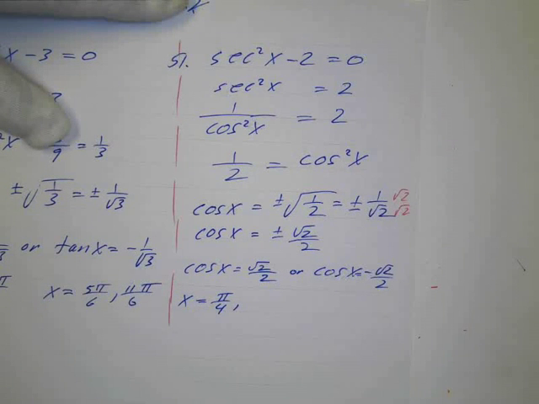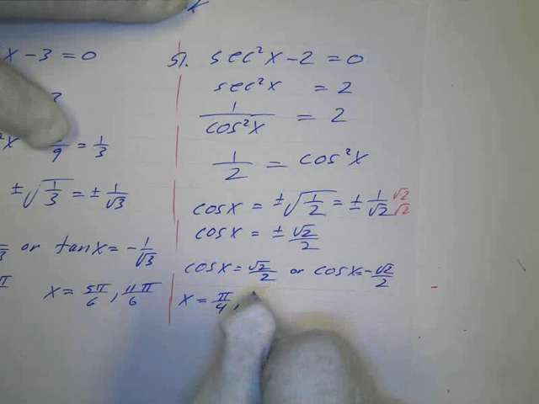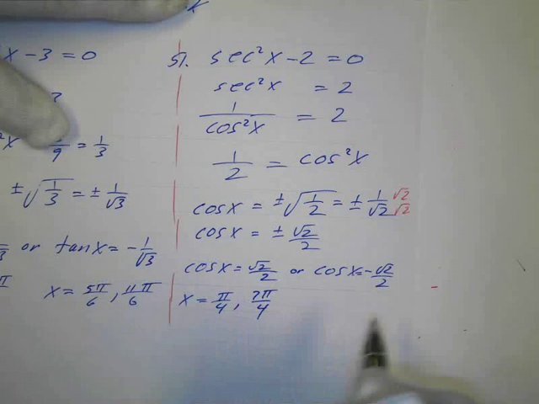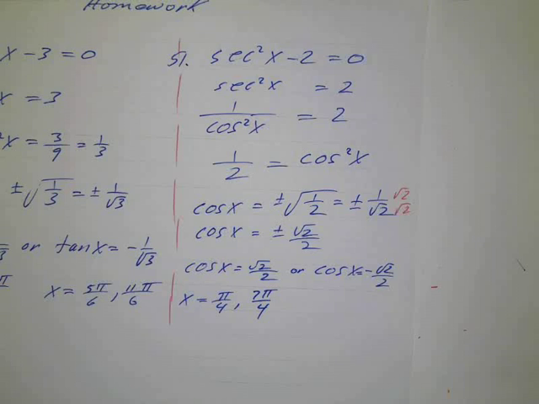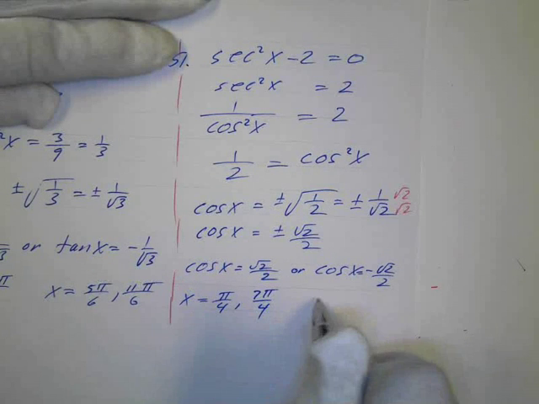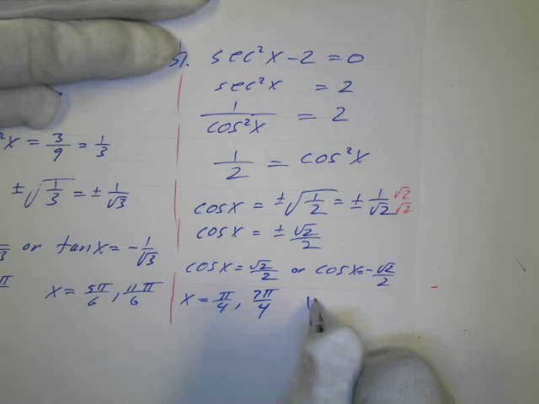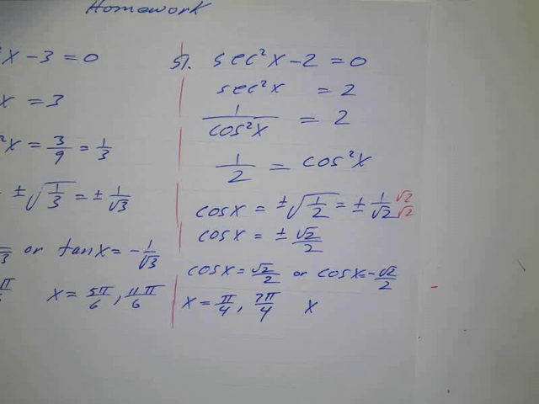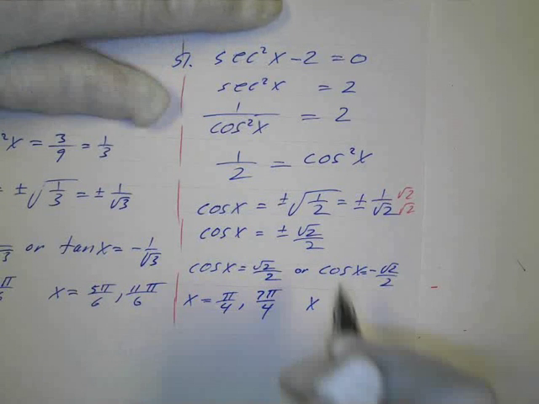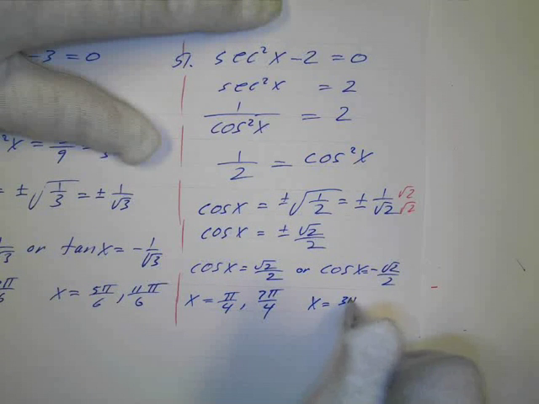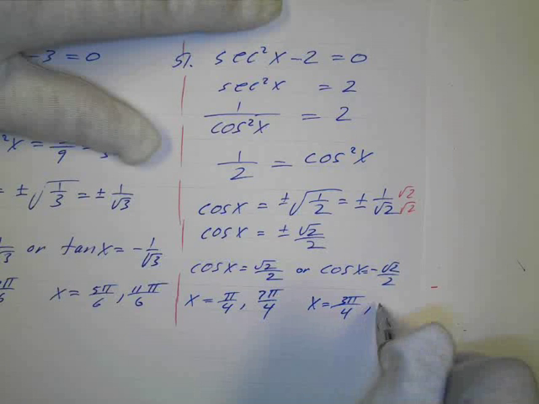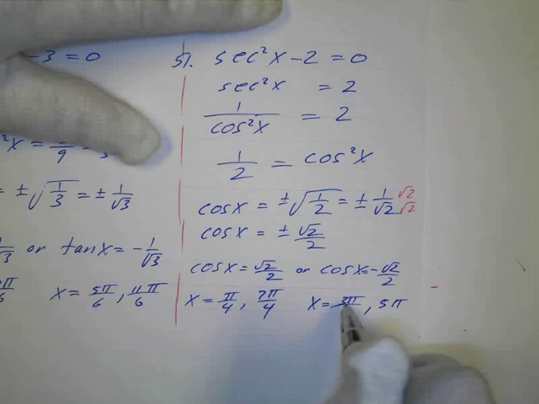But it's also positive in the fourth quadrant. So that's going to be 7 pi over 4. Okay, remember your quadrants. Remember how to kind of figure those out. Okay, and then the cosine will equal negative, so x is going to be where the cosine is negative, and the cosine is negative in the second and the third quadrant. So that's going to be 3 pi over 4 and 5 pi over 4. That gets us in the second and the third quadrant.